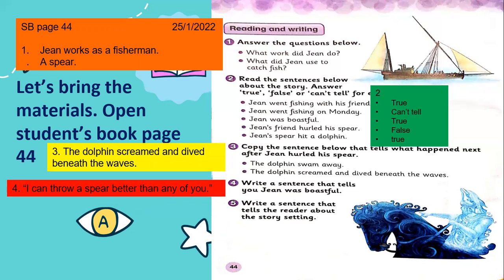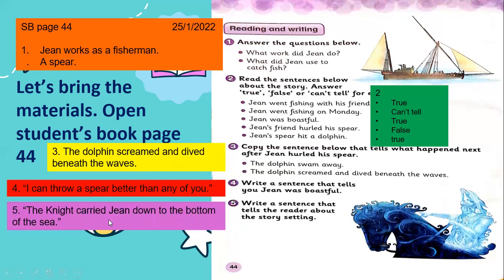Number 5 says, write a sentence that tells the reader about the story setting. Remember about the story settings? Settings tell us where and when the story happened. So what sentence in the passage tells you about the story setting, that is, where and when the story happened? Give your own answer, not mine. I will have so many sentences there telling us about the story setting, and I will check if you're correct. Any sentence that shows the story setting is correct. The one I have here is that the knights carried Jean down to the bottom of the sea, because we all know this happened in the sea. The story happened in the water. So you can write your own answer.